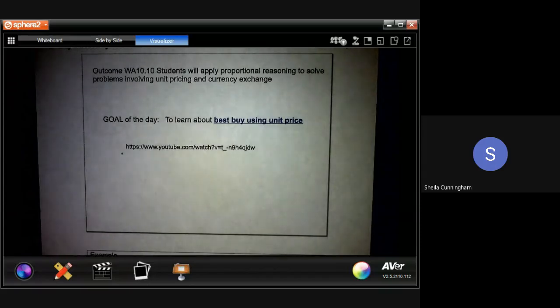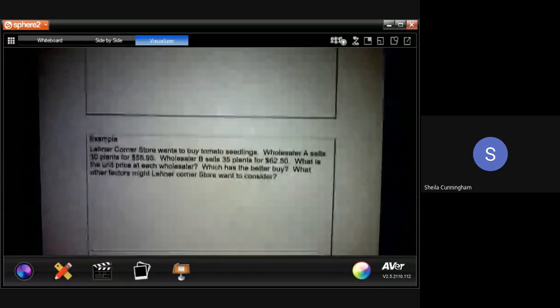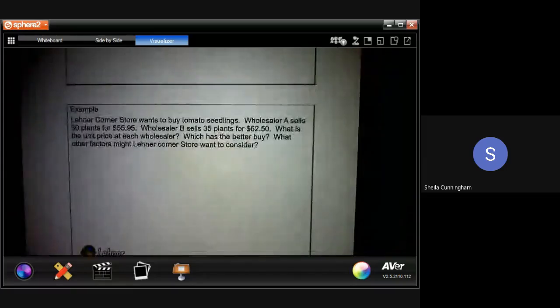So it might be per 1 gram, per one whatever. You're going to find that unit cost for each of the items, and then you can look to see which one is a cheaper, better price. So let's look at this example. We've got Laner Corner Store wants to buy tomato seedlings. Wholesaler A sells 30 plants for $55.95, and wholesaler B sells 35 plants for $62.50.